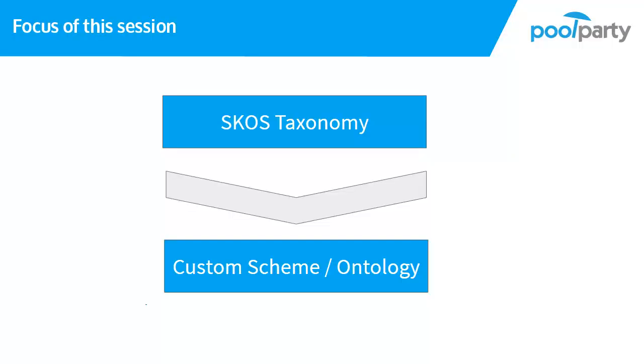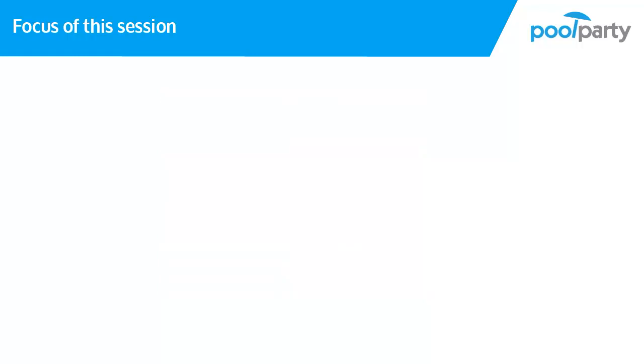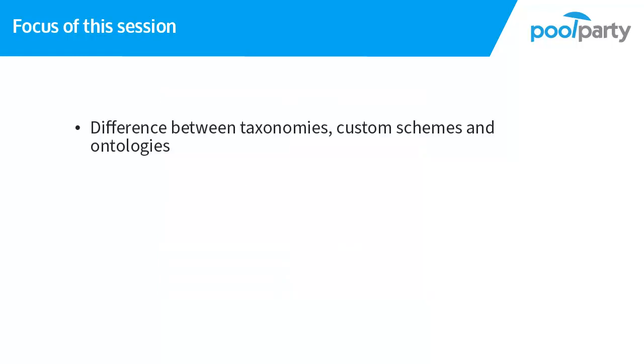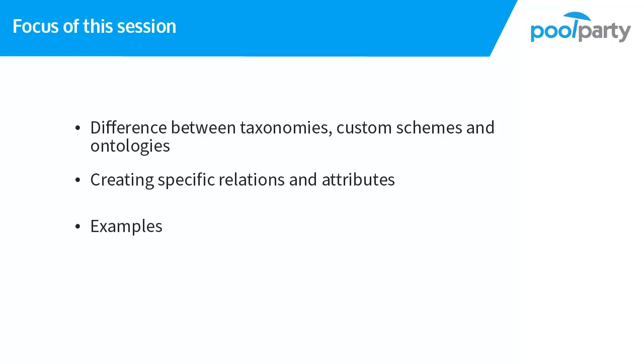Hi, in this session I will show you how to increase the expressiveness of your taxonomy. We will especially focus on the difference of taxonomies, custom schemes and ontologies. After this session you will be equipped to create specific relations and use attributes that describe your domain as precisely as you need it for your applications that rely on that knowledge model. We will also go through a couple of concrete examples together that will help you to reproduce the knowledge in your projects.